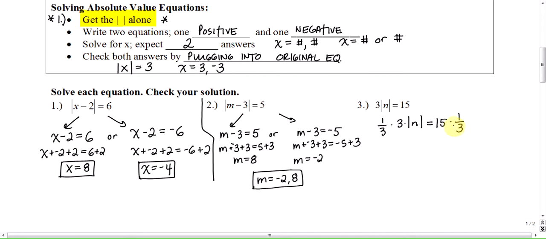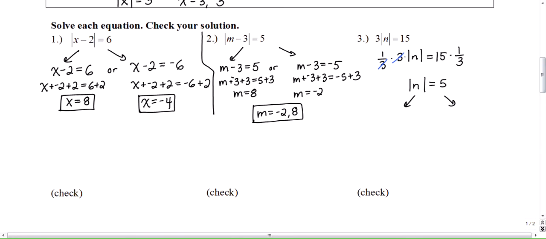If I fail to do this at the start, I'm going to get 2 answers. They're probably going to look like they're right, and they will be horribly wrong. This is going to cancel. I'm going to be left with the absolute value of n equals 5. Now I'm going to split. So step number 2, write 2 equations, one that's positive, one that's negative. Remember, these are equations right now, so I don't need to worry about and or. So I end up getting n equals 5 and n equals negative 5.